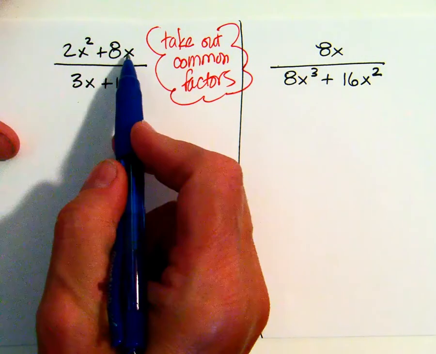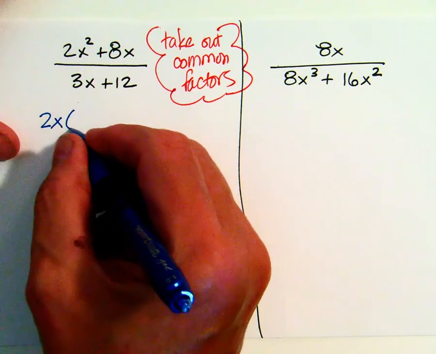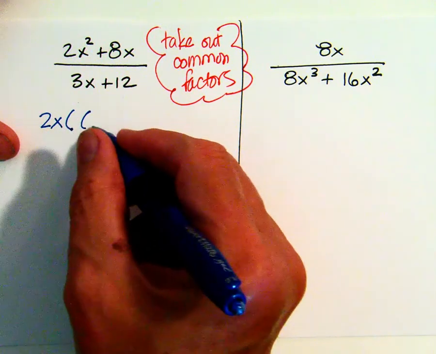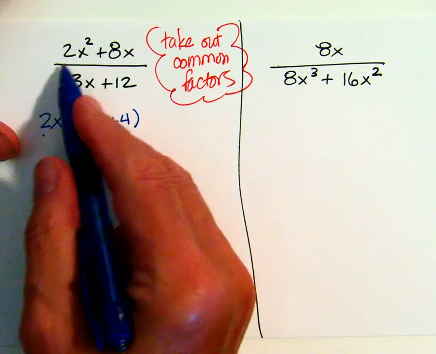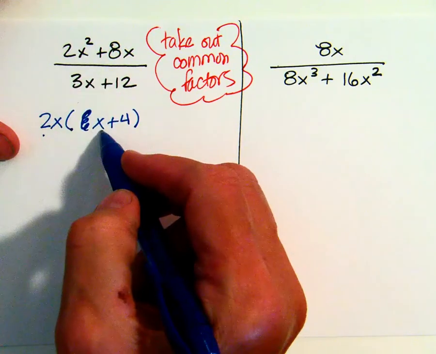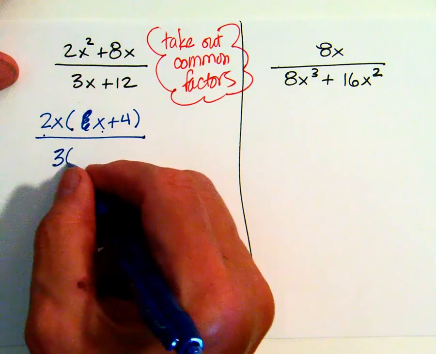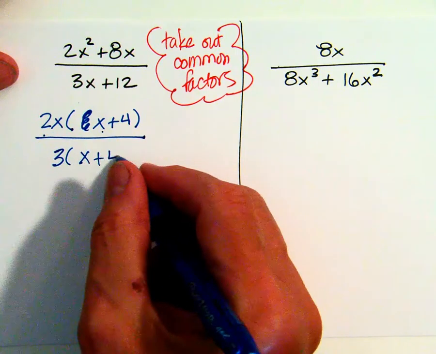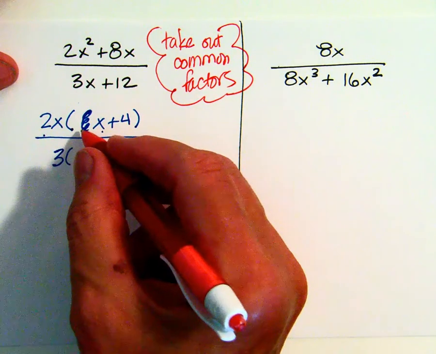In the numerator, they both have a 2 and they both have an x. So I'm going to rewrite the numerator like this. 2x in both of them. What's left from the first one is an x, from the second one is a 4. The denominator, they both have a 3. And then what's left is an x plus 4. Oh, look, how convenient. They both have an x plus 4.